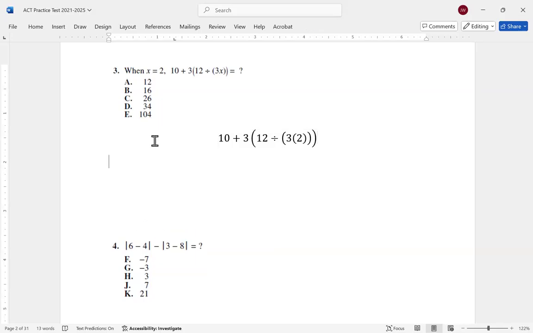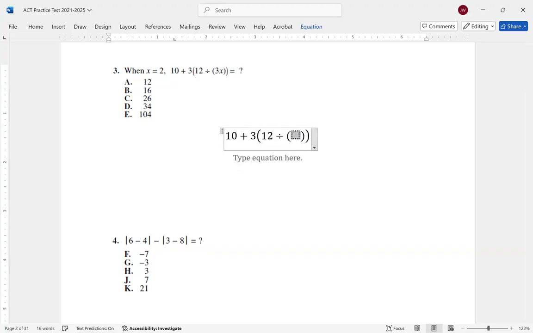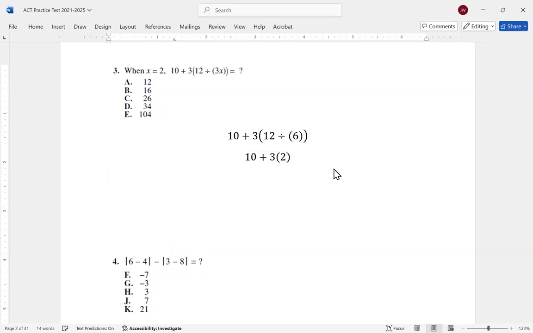Start on the inside of the parentheses. 3 times 2 is 6. That's the first thing I would do. That's the innermost parentheses. So I get 6 there. Let me just rewrite that as 6. 12 divided by 6 is 2. So I'm going to get 10 plus 3 times 2. And that is obviously 16. 3 times 2 is 6, plus 10 is 16. So B is the answer to question 3.